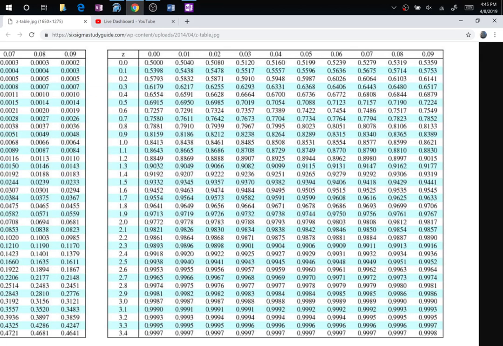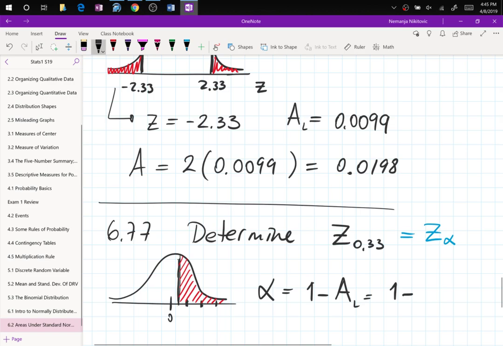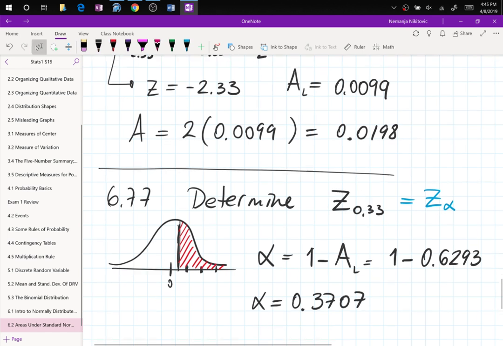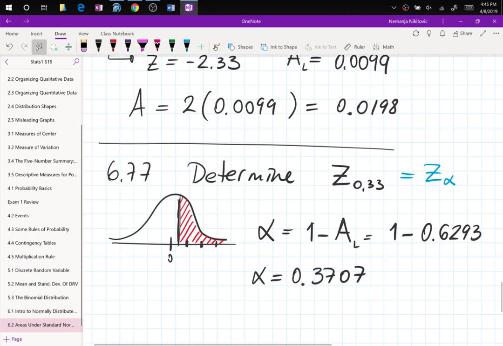0.33 is 0.6293. And the area that they are looking for, alpha, is equal to 0.3707. That's it.